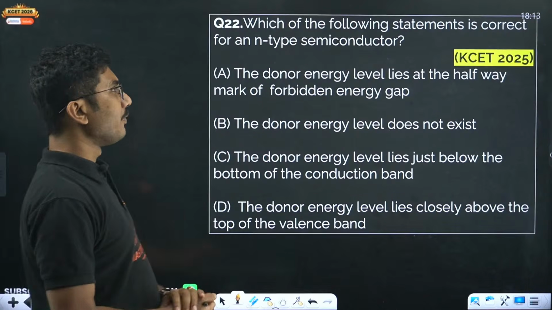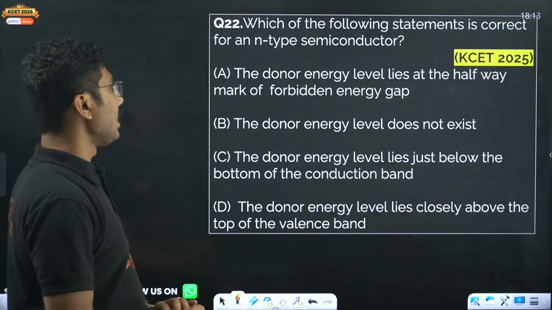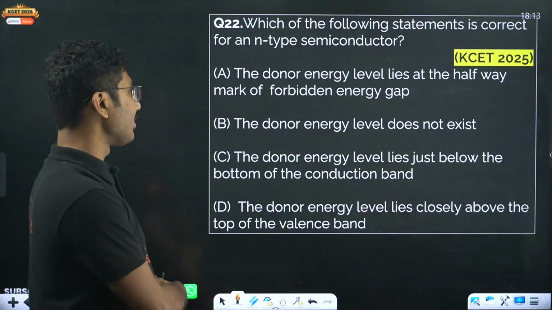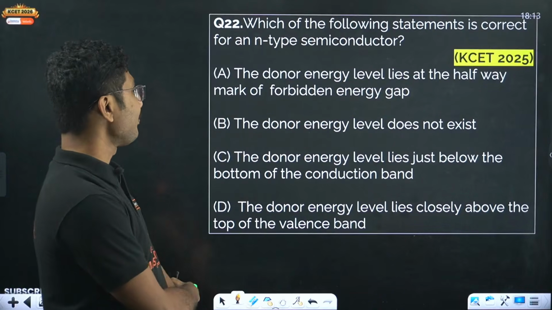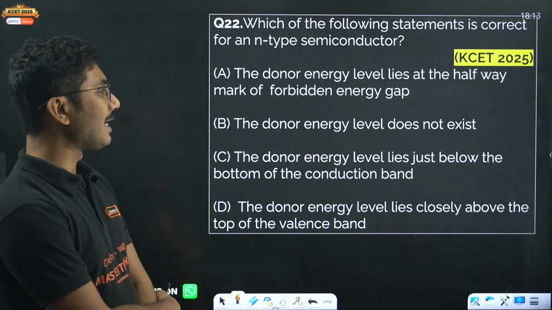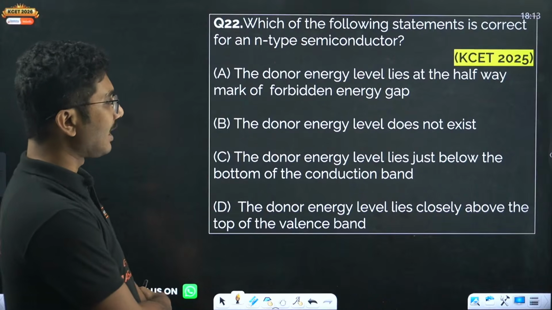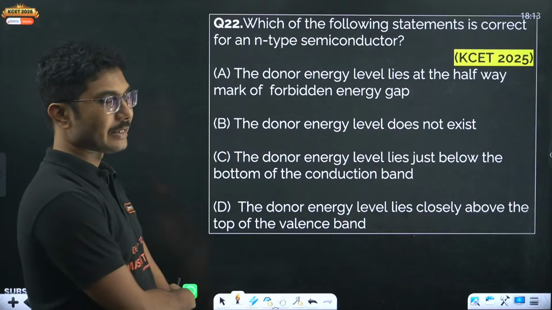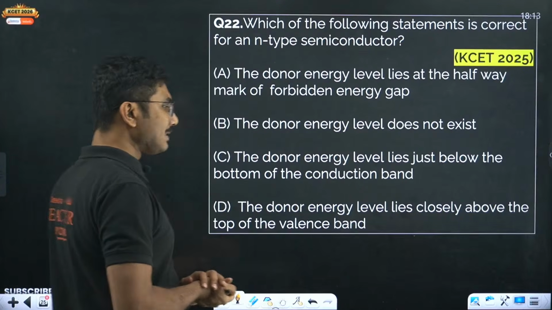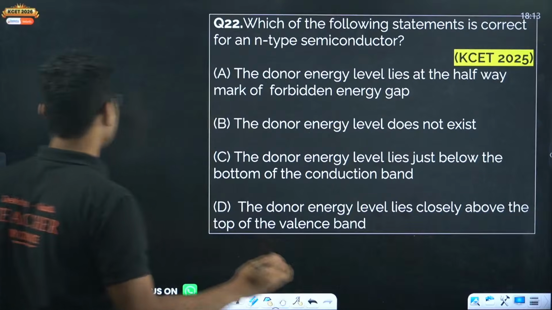Which of the following statements is correct for an n-type semiconductor? The donor energy level lies at the halfway mark of the forbidden energy gap. The donor energy level does not exist. The donor energy level lies just below the bottom of the conduction band. The donor energy level lies closely above the top of the valence band. So what is the meaning of n-type? N-type means negative type. That means it gives electrons to the conduction band.